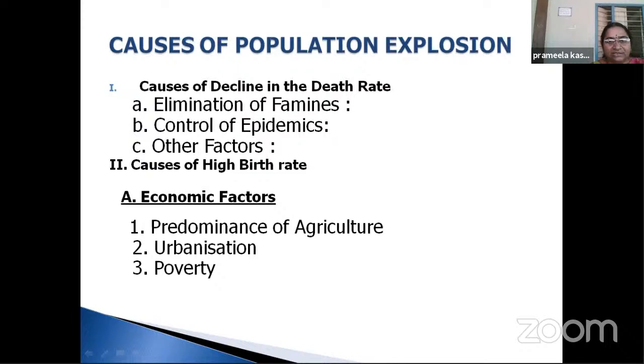Next, the third point, other factors. Other factors like provision and supply of drinking water, providing sanitation facilities and hygienic conditions, spread of education and expanded medical facilities, and next, immunization and poverty eradication programs adopted by the government to improve the standard of living of the people. All these decrease the mortality rate in the economy, which leads to a decline in death rates. So due to elimination of famines and control of epidemics by the government, provision of medical facilities, education, and poverty eradication programs to improve the standard of living, providing hygienic conditions and sanitation, and drinking water supply, all this leads to decreasing death rates in the economy.